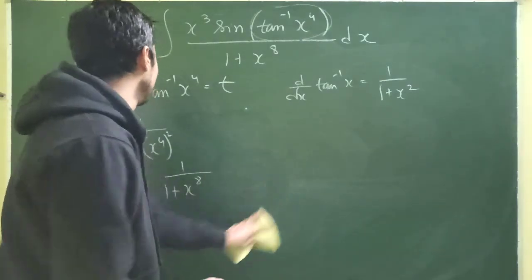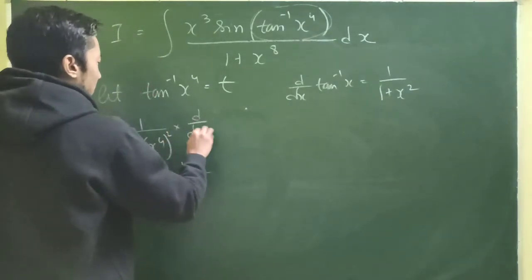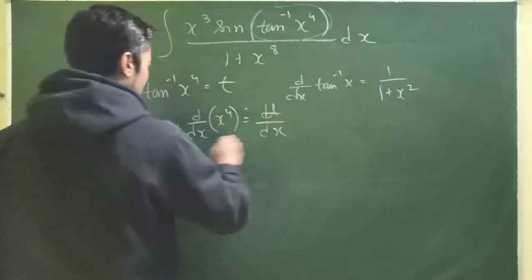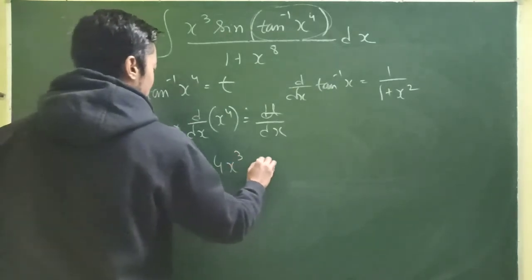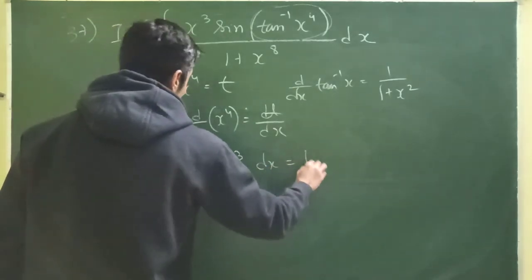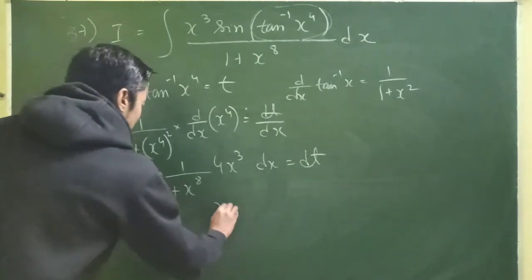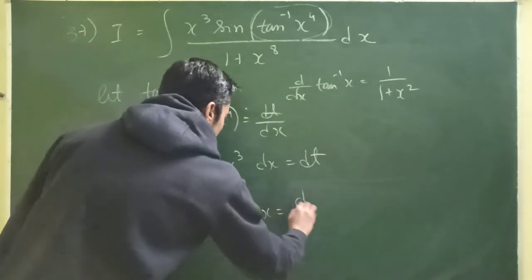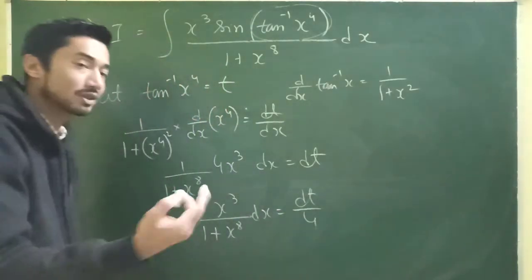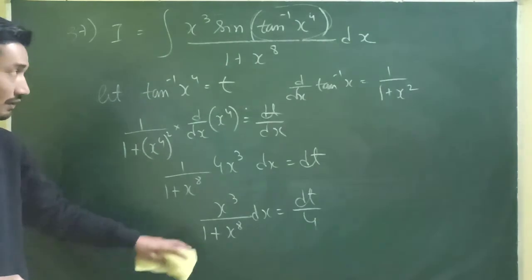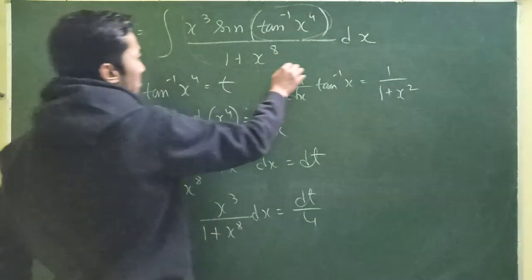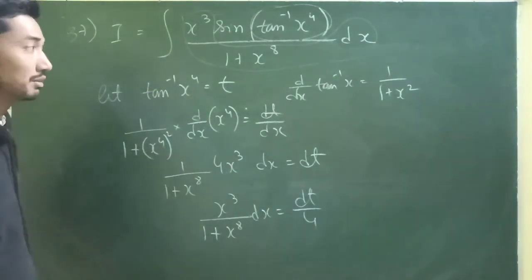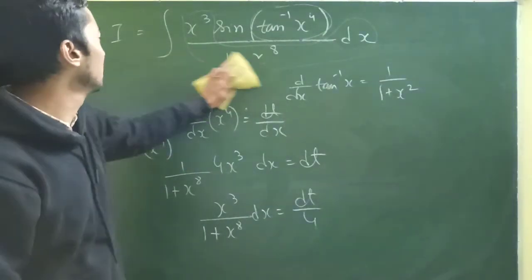So that's actually going to be the derivative of x power 4, dt upon dx. The derivative of x power 4 is 4x cubed. So dx, I'll bring it up here. I did that on purpose, because that's when we realize certain mistakes, which keeps us on our toes, careful. So now if you see, x cubed by 1 plus x power 8 dx, the whole term is dt by 4.